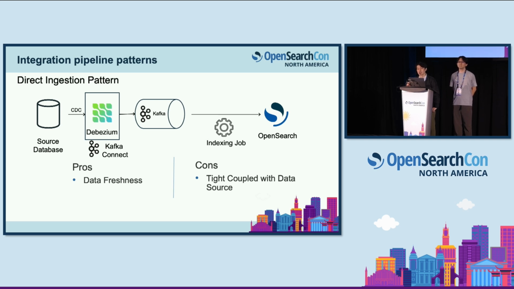And through Kafka and Kafka Connect, when higher real-time performance is required, this pattern could be considered, I think. However, this pattern tends to have very tight coupling between OpenSearch and the data source, which leads to extremely high management and operational cost in most cases.